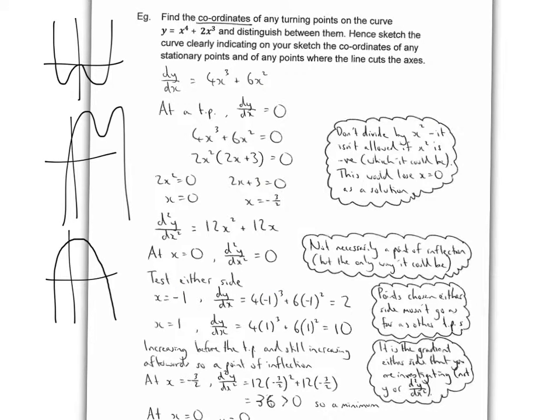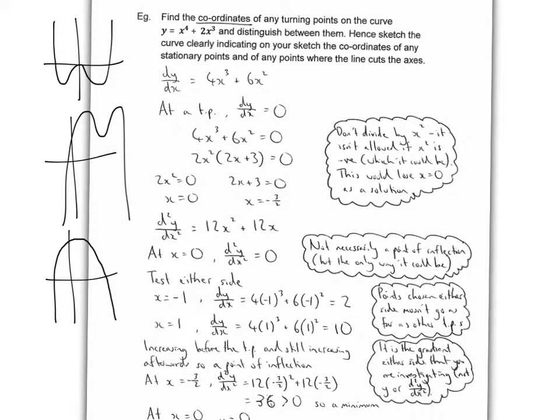Plug them in, and I find that just before this turning point, I've got a positive gradient. We know that means it's increasing. And if I investigate just after this turning point, I find I've got a positive gradient. So if you're positive before and positive afterwards, it must be a point of inflection. We didn't know previously it was a point of inflection, but we now do know that x equals 0 is a point of inflection.